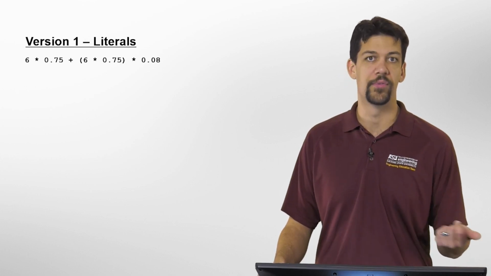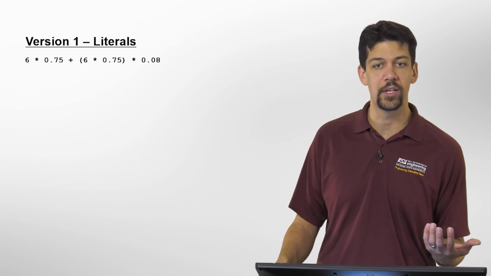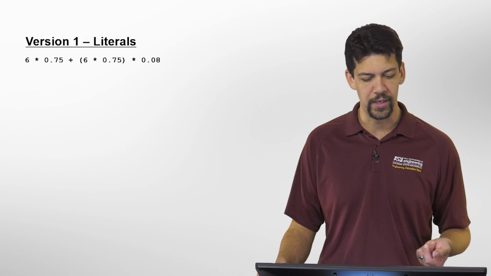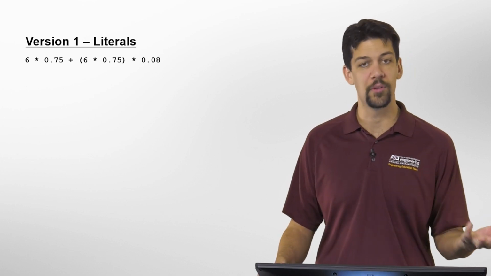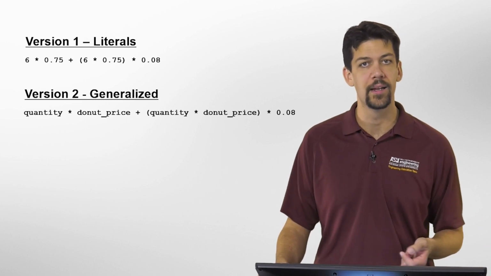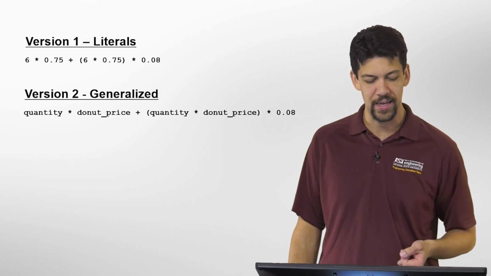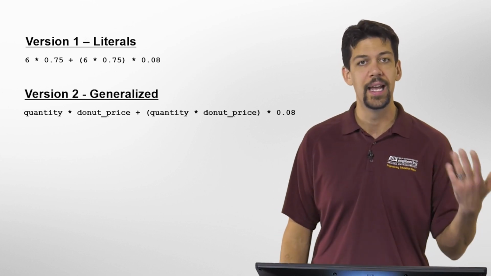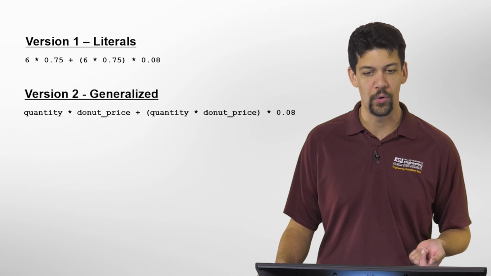So let's look back at our initial example. We've got the literal version of it, right? And this one doesn't have any variables at all, and it's really hard to decode what it is actually doing, right? So we replaced these numbers with variables. That makes it more flexible. We generalized it to other cases rather than this specific case, this specific sale. So now we can put in any quantity, any donut price, and it'll work for us. It works much better for us.